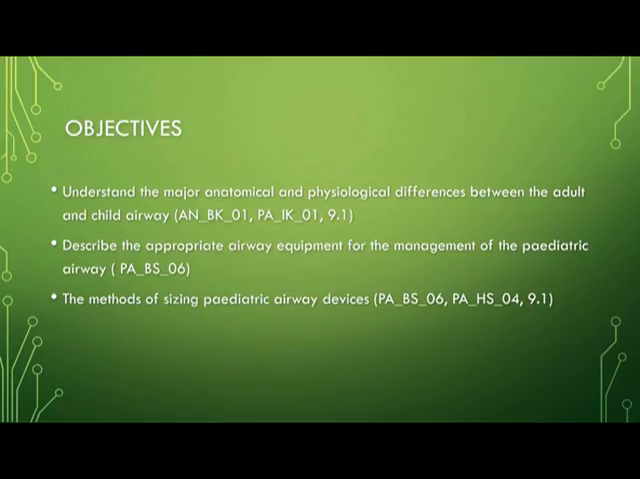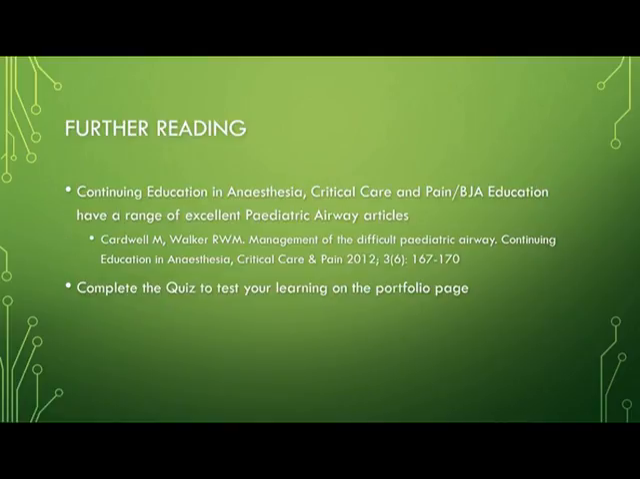So in this masterclass, we have looked at the major anatomical and physiological differences between the adult and child airway. I've described the appropriate airway equipment and looked at methods of sizing the available equipment. For further reading, the series Continuing Education in Anaesthesia, Critical Care and Pain, also now known as the BJA Education articles, especially the one here by Cardwell, are excellent resources. Also, don't forget to complete the quiz on the portfolio page to test your knowledge.